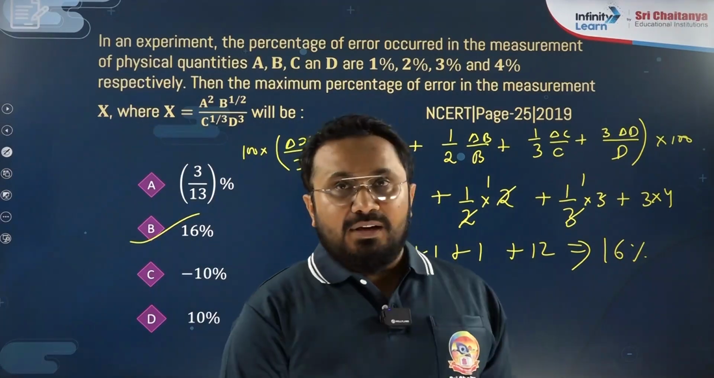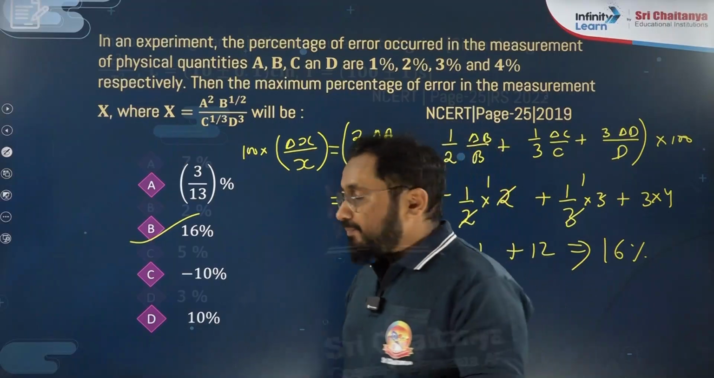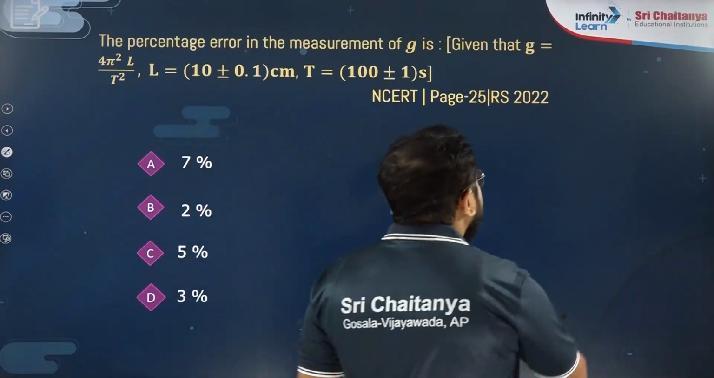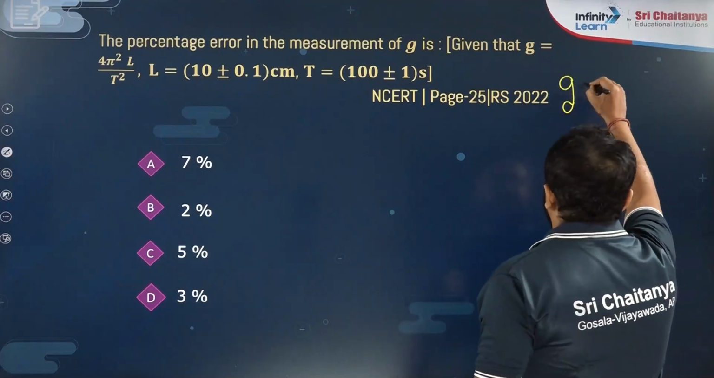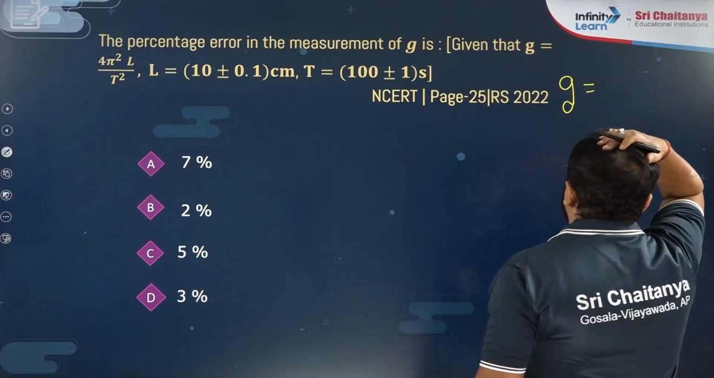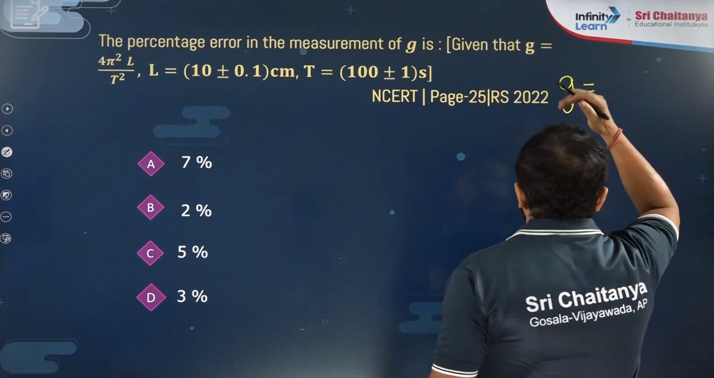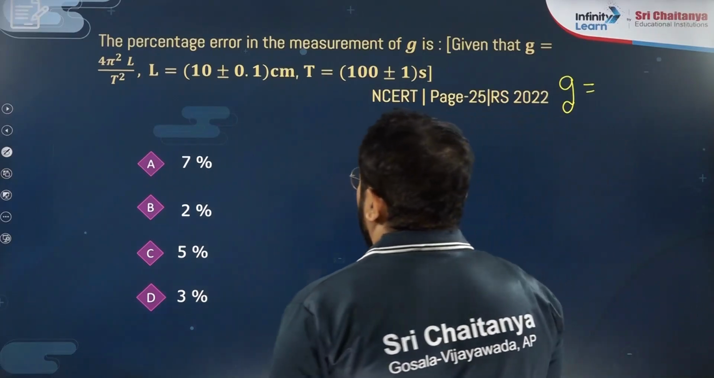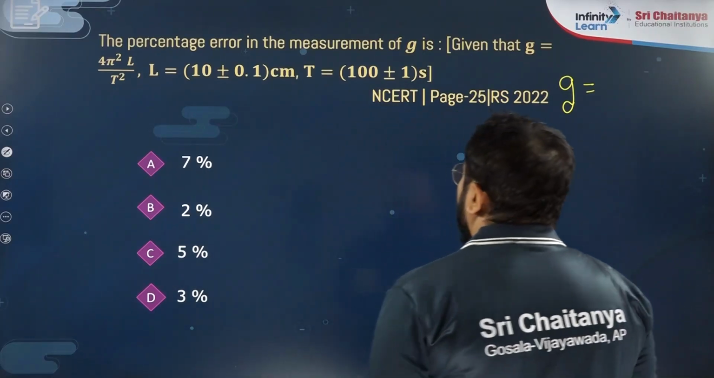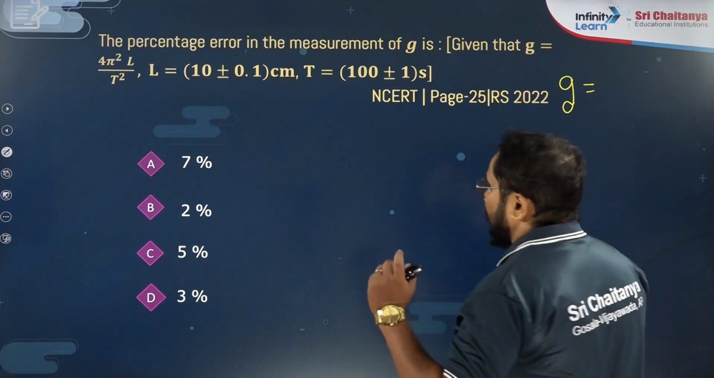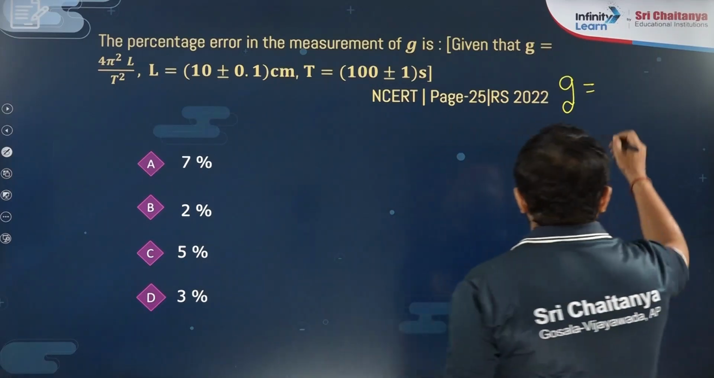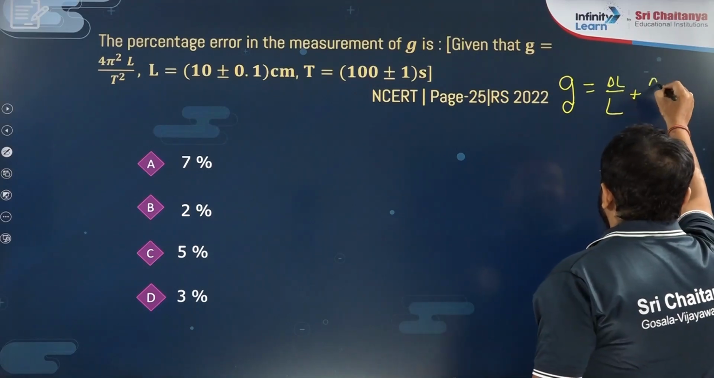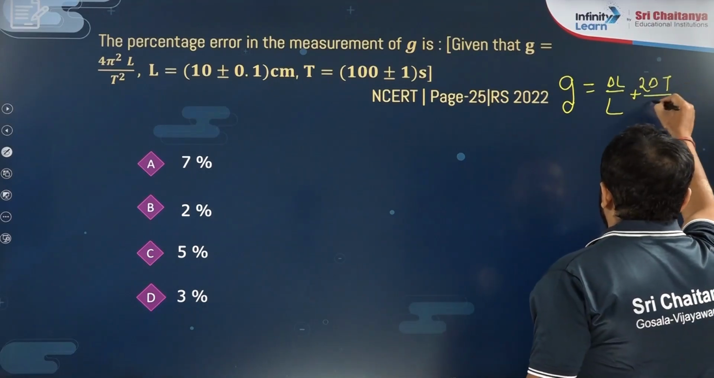I hope all of you are able to understand. The percentage error in measurement of gravity. Again they are saying percentage error. So first write down the formula. What is the formula for gravity? In terms of what? They have given you length. The formula they have already given you: 4 pi square. No need to write that, nothing to deal with that. It will be delta L by L plus 2 delta T by T.